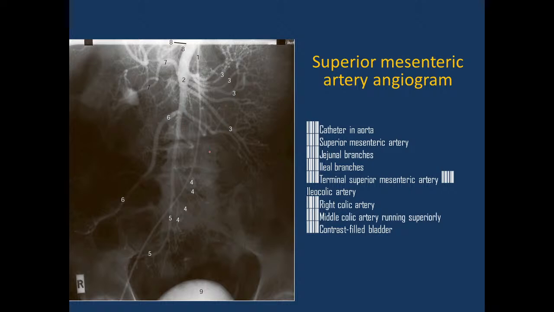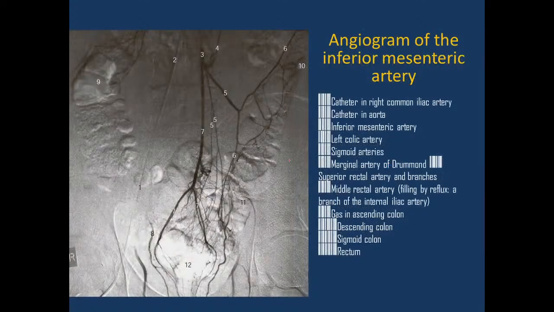This is an arteriography of the superior mesenteric artery. This is a big and very important artery. Here is angiography of the inferior mesenteric artery. They usually transport blood to the descending colon, sigmoid, and even the rectum.